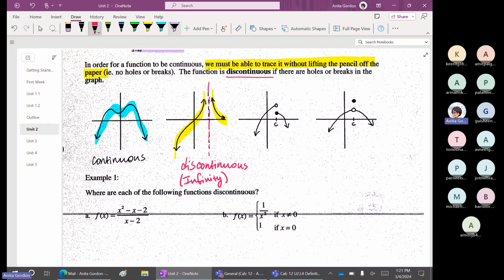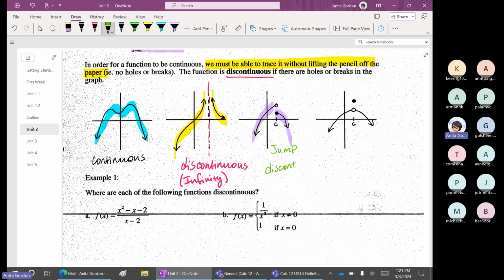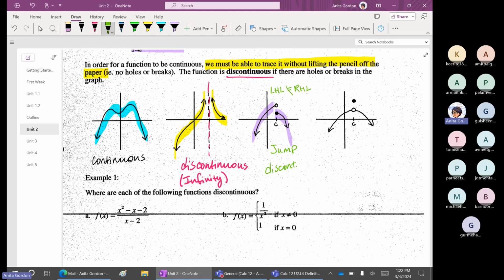In the next picture, we have a jump. Essentially the left-hand limit is this and the right-hand limit is this, so they do not equal. The function value is this, and the domain is all real numbers.